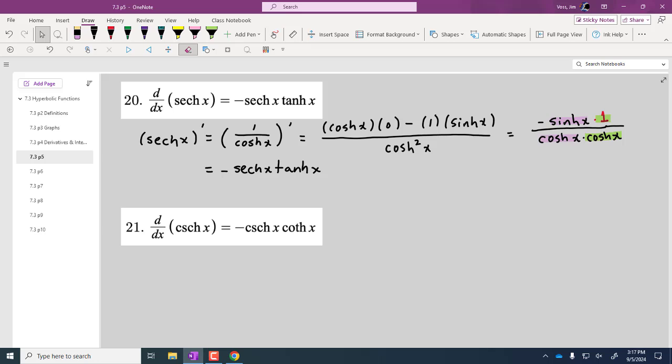All right, so you all tried the second one. Use that same technique where you take your csch and rewrite csch in terms of either sinh or cosh or both, whatever the identity is, and see if you can find its derivative to be what they say it is.